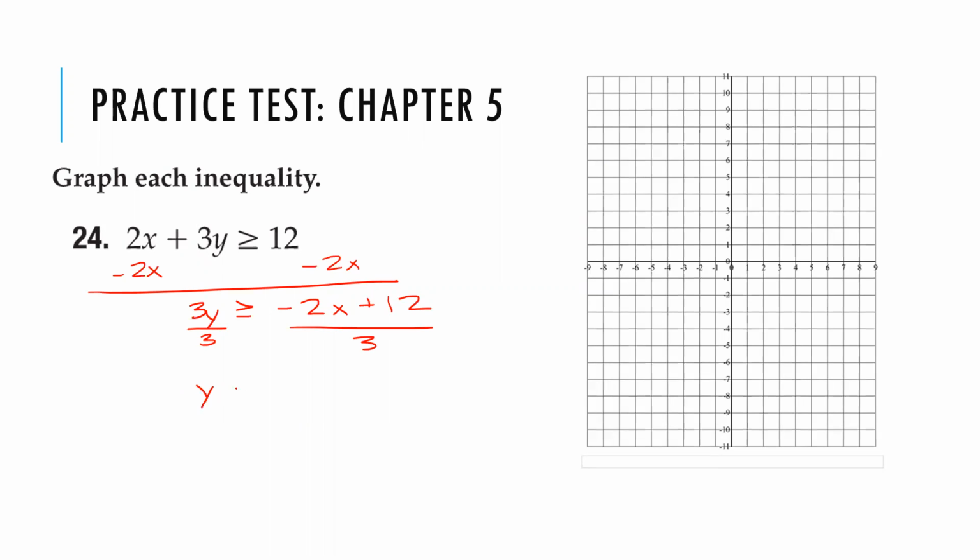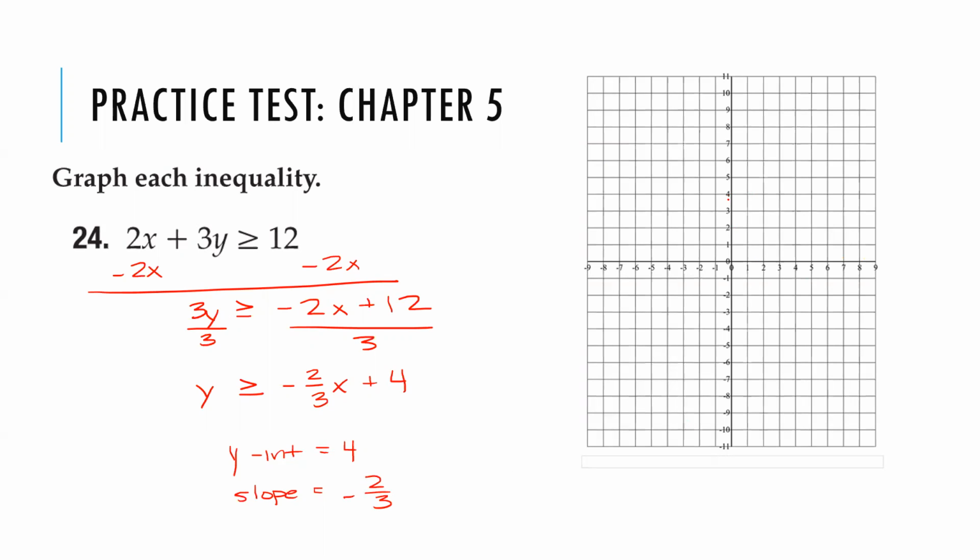So I have y is greater than or equal to, again, I'm not flipping my inequality because I'm dividing by a positive. So I have negative 2 divided by 3. So I'm going to leave that as negative 2/3 x, and then 12 divided by 3 is positive 4. So my y-intercept is equal to 4, and my slope is equal to negative 2/3.